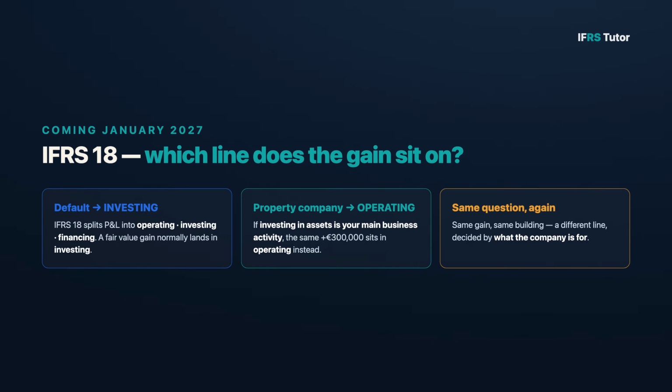One more change, and it lands in January 2027. IFRS 18 replaces IAS 1 and splits the income statement into three categories: operating, investing, and financing. So where does that 300,000 euro fair value gain actually go? The default is the investing category. But if investing in assets is your main business activity, a property investment company, it goes in operating instead. Same gain, same standard, same building, a different line of the income statement, decided by what the company is actually for, which is the very same question that decided the classification in the first place.